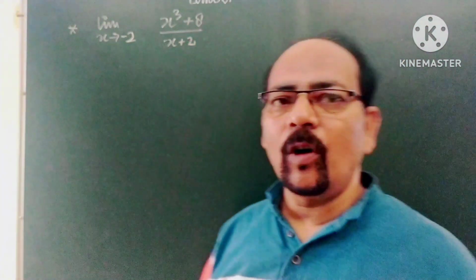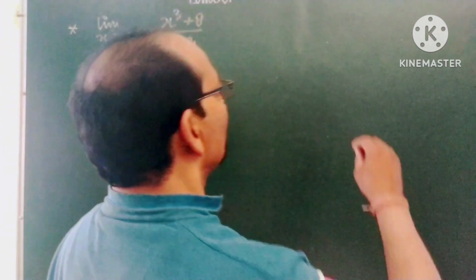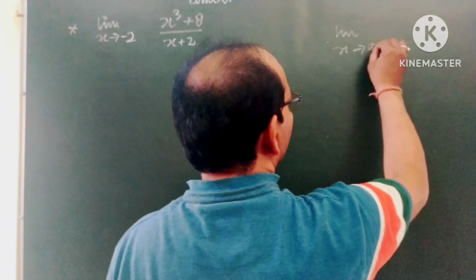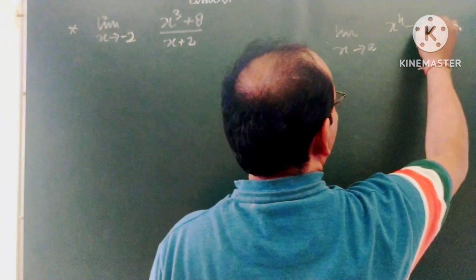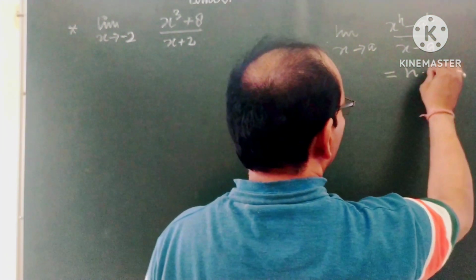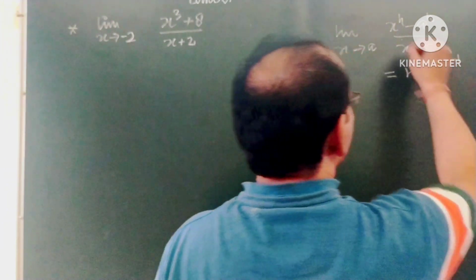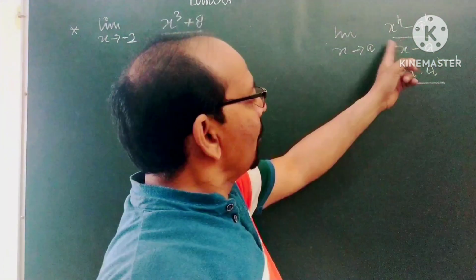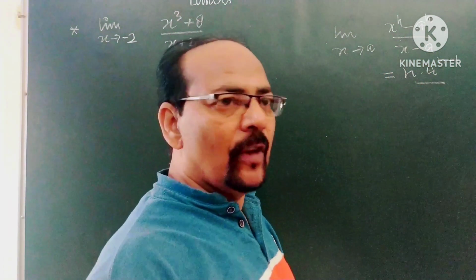We change this into the formula form, and the formula is: limit of x raised to n minus a raised to n by x minus a, as x tends to a, is equal to n into a raised to n minus 1. Means we can write limit x tends to a of x raised to n minus a raised to n by x minus a is equal to n into a raised to n minus 1. This is the formula to find the limit of such types of functions. And after changing this form, you can find the value.